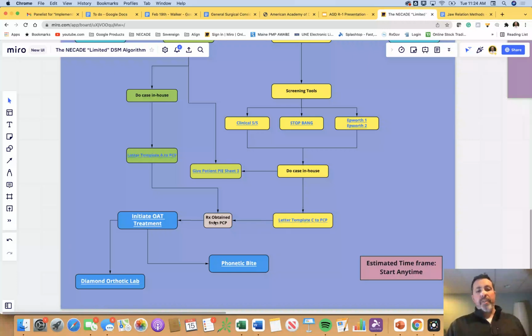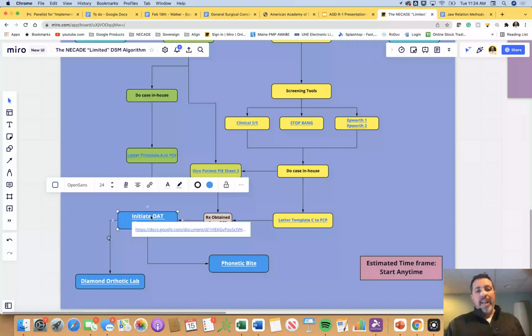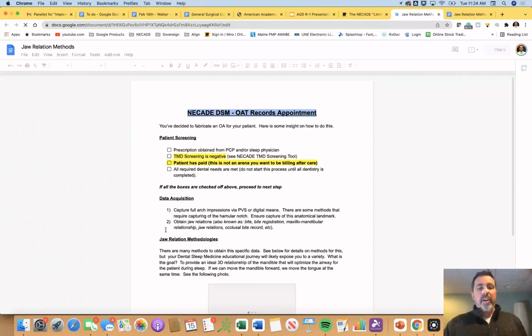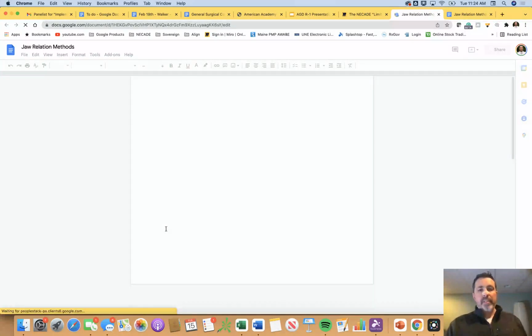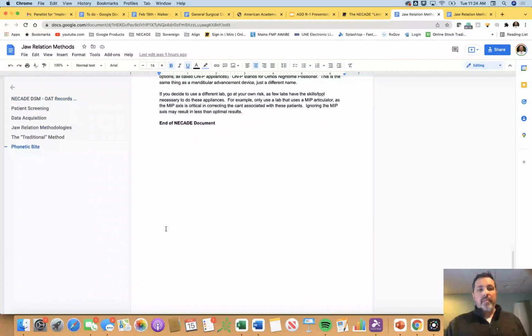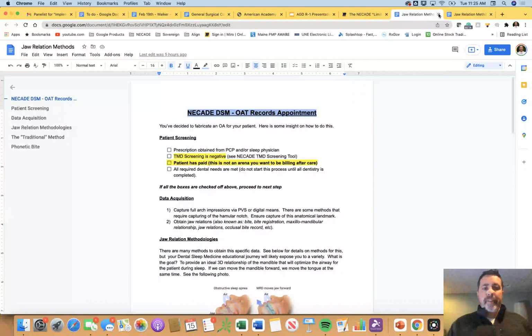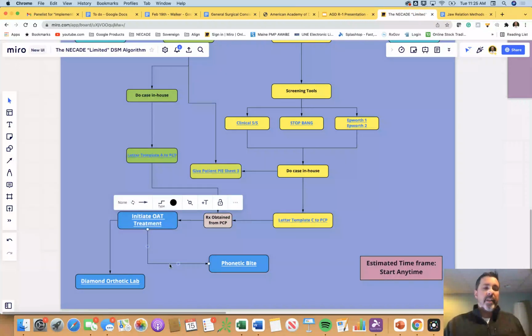You then get that patient who then has a prescription for the oral appliance therapy, and then you move forward into, well, how do you do this in the first place? These 3 documents are topics that could be lectures in and of themselves. This one right here, initiate OAT treatment, is rather comprehensive, as you can see here. Unfortunately, it's not downloading. But what it does, it's a step-by-step algorithm for you to comfortably take advantage of the information that's on there to help your patient with a mandibular advancement device.